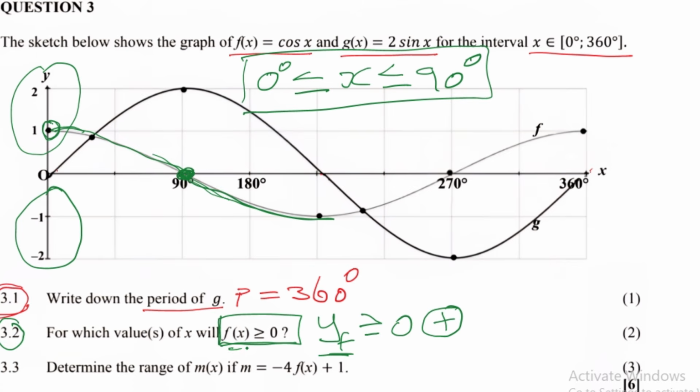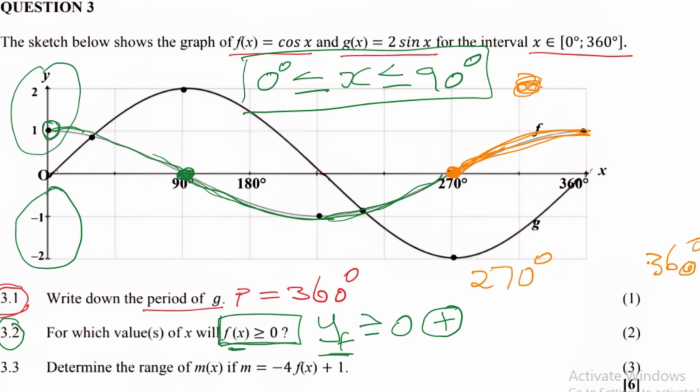According to the question, it says f of x is greater than or equal to 0. So we are looking for the positive side of y. Here it says greater than or equal to 0, and this is the positive side that we have. That is the positive side. So it's from 270 degrees until 360 degrees.